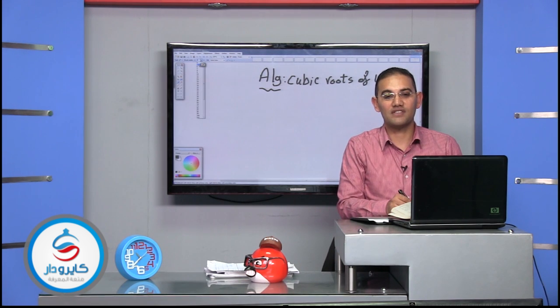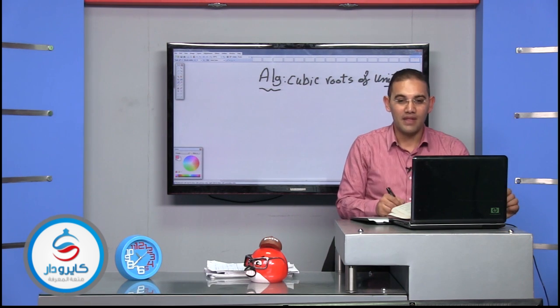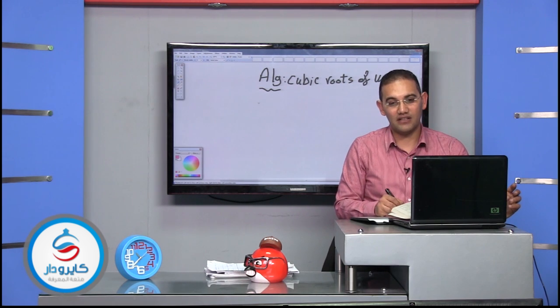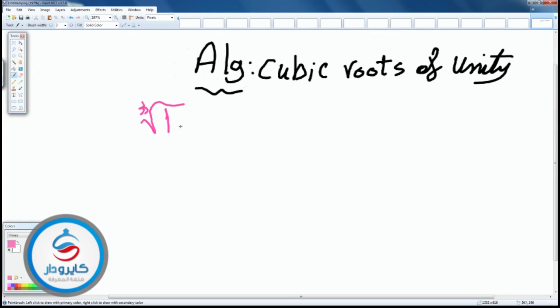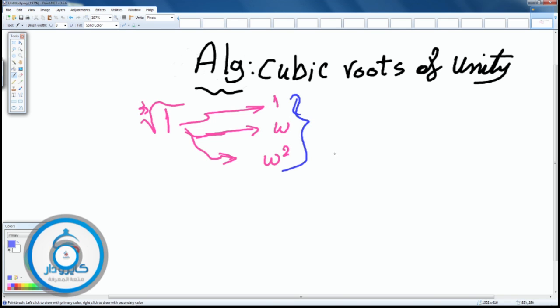If we are going to discuss what the cubic root of unity is together, we have to know that if we have 1, the cubic root of 1 has three roots. The first is 1, the second root of 1 is omega, and the third is omega square, and these are the three cubic roots of unity.